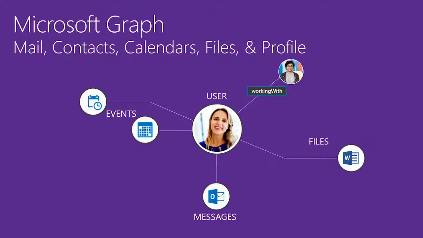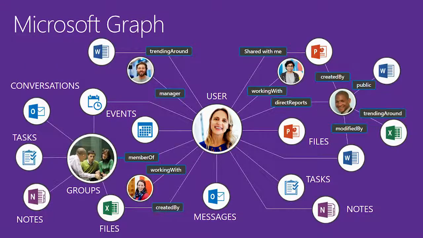Today, this includes things like mail, contacts, and calendar from Outlook and Exchange, as well as files from OneDrive and a user's profile data. Over time, the Microsoft Graph will grow to include many more entities, such as the groups a user is a member of, the files they have access to, their relationship with their managers, the things that are trending in their organization. It's a very people-centric view of the Microsoft Online Services world.